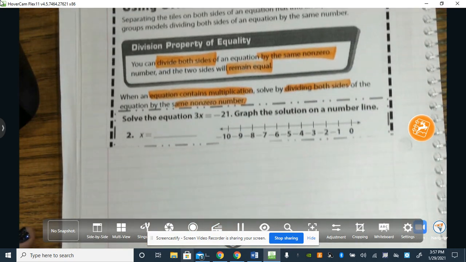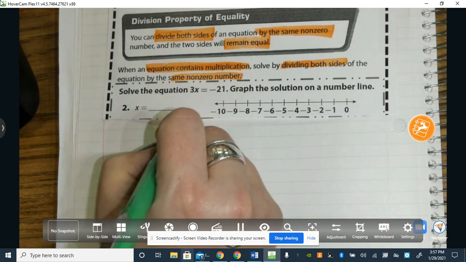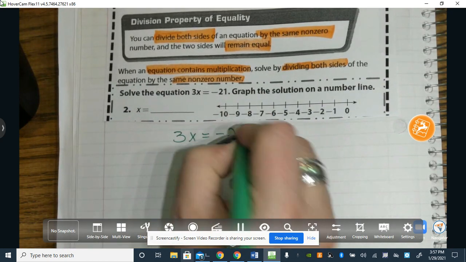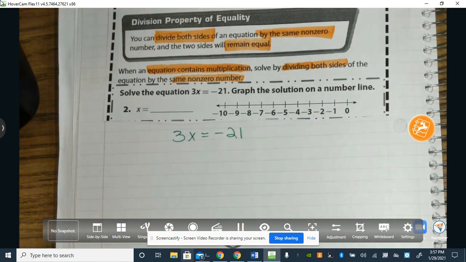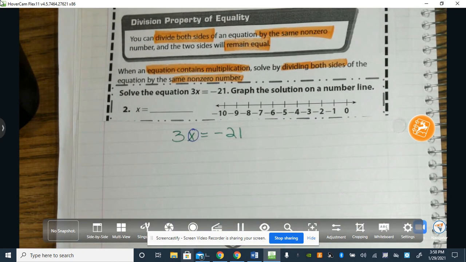All right, here we go with our first question. 3x is equal to -21. I'm going to come down here and rewrite it. 3x is equal to -21. The first thing I want to ask myself is, what's my variable? My variable here is x. So I need to get x by itself.